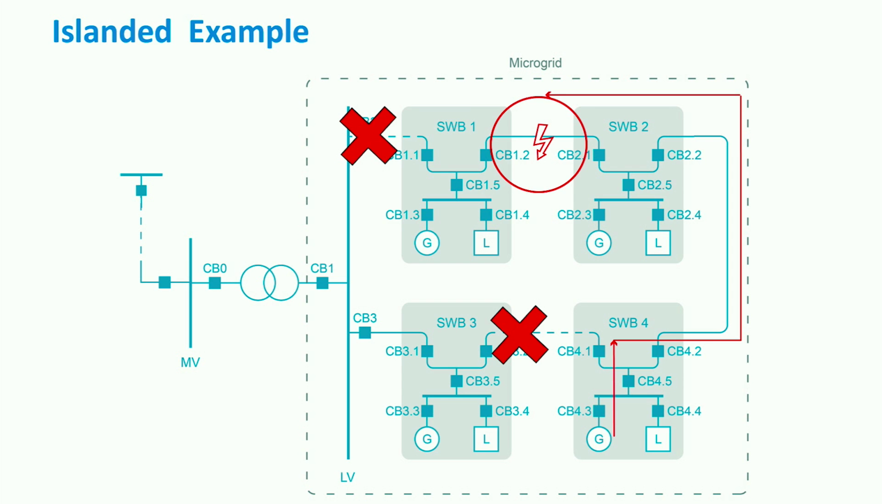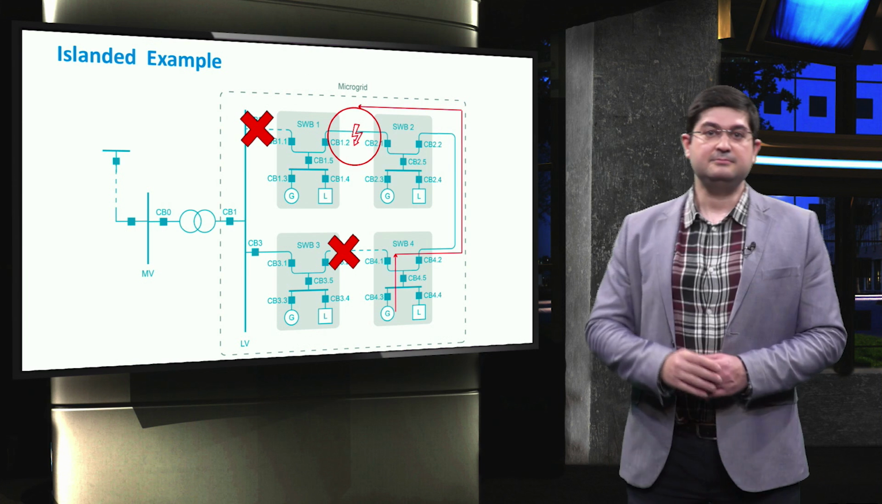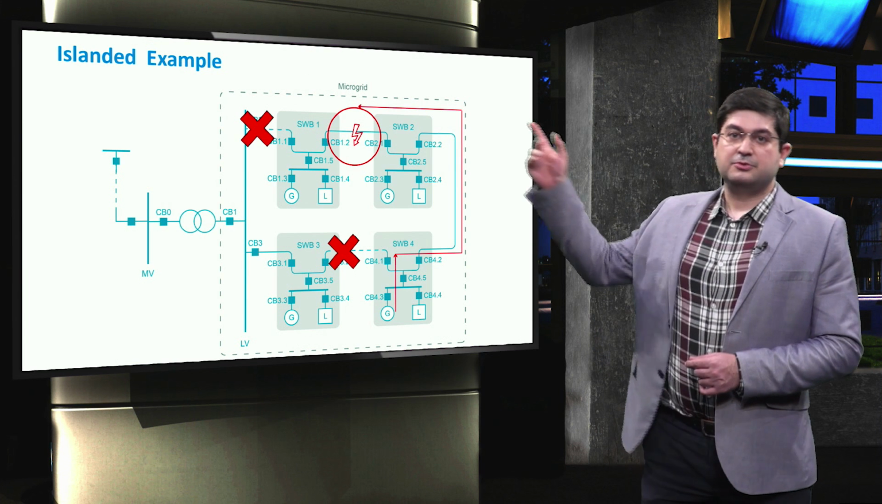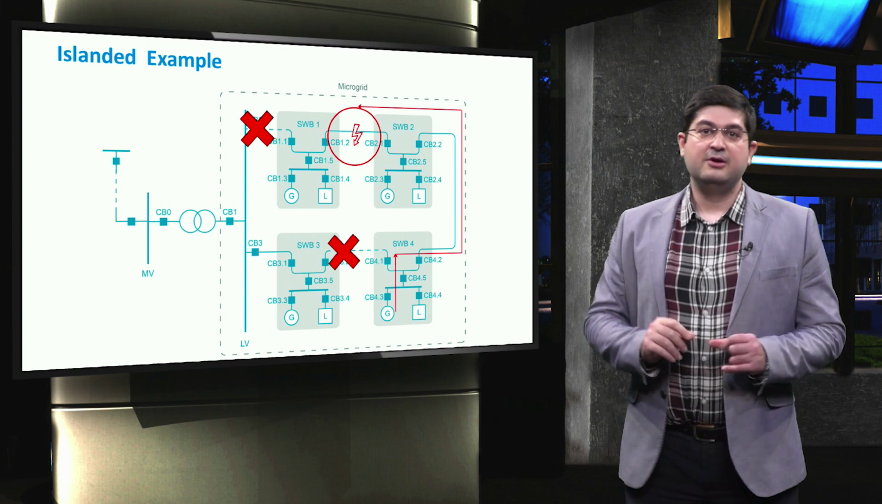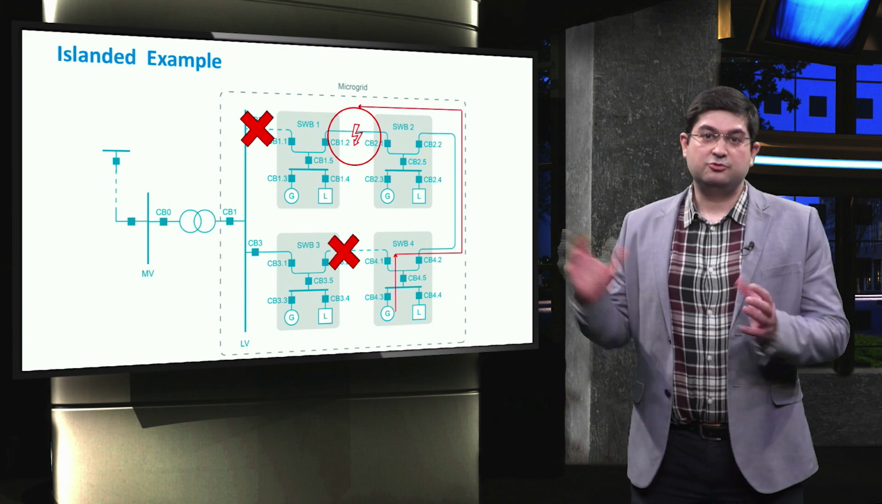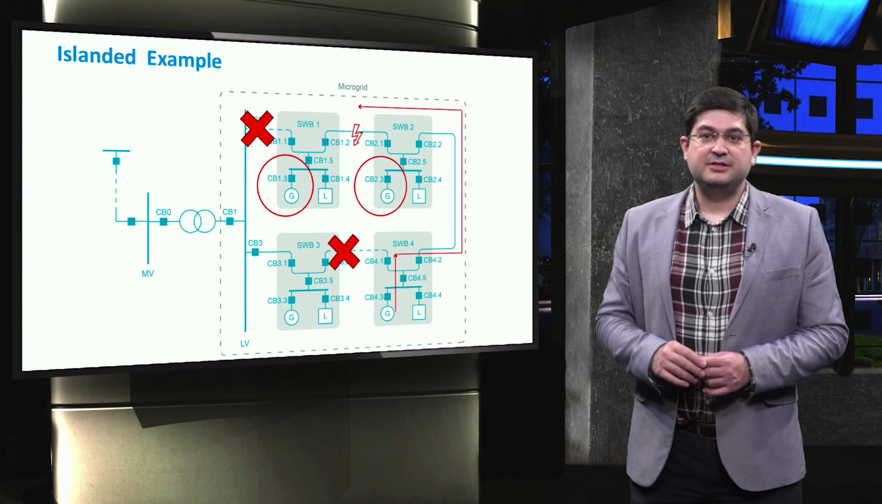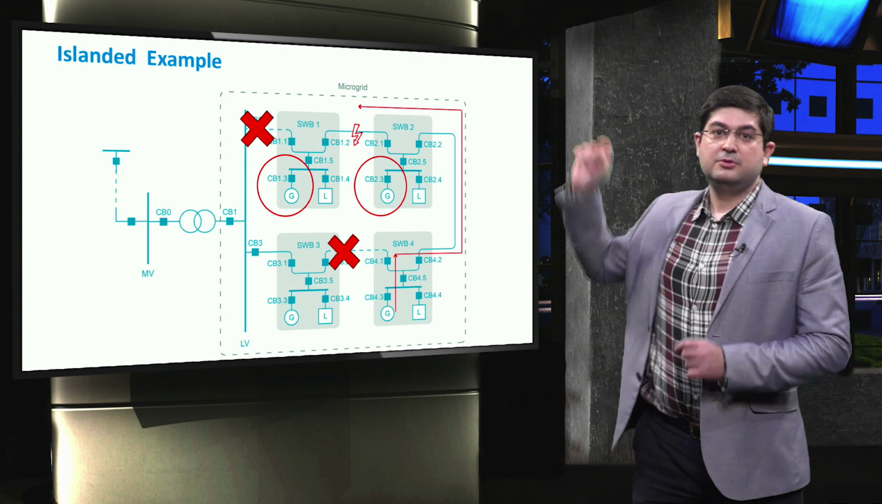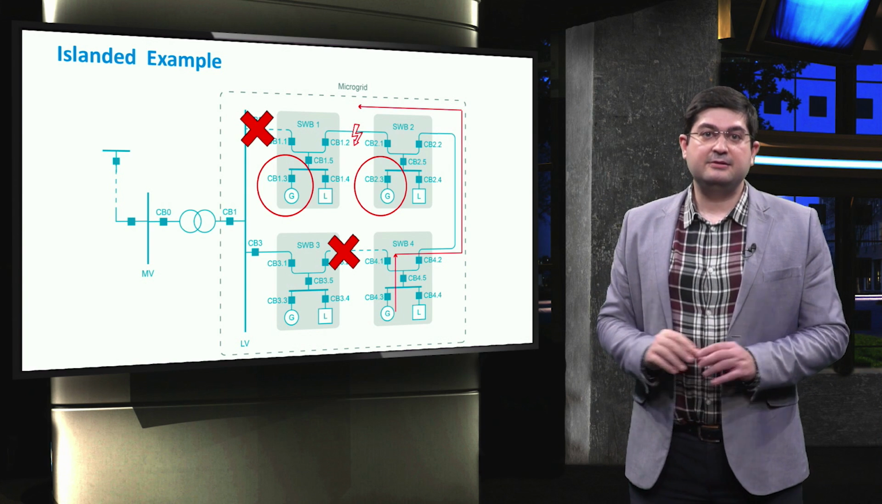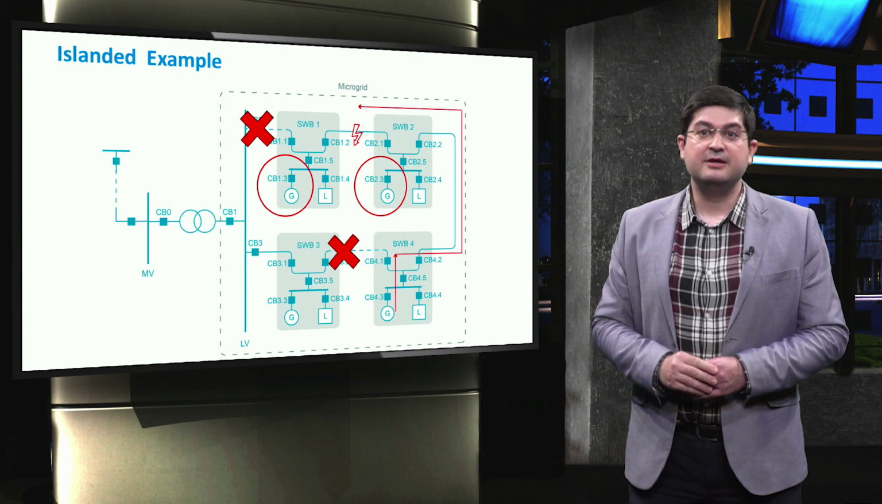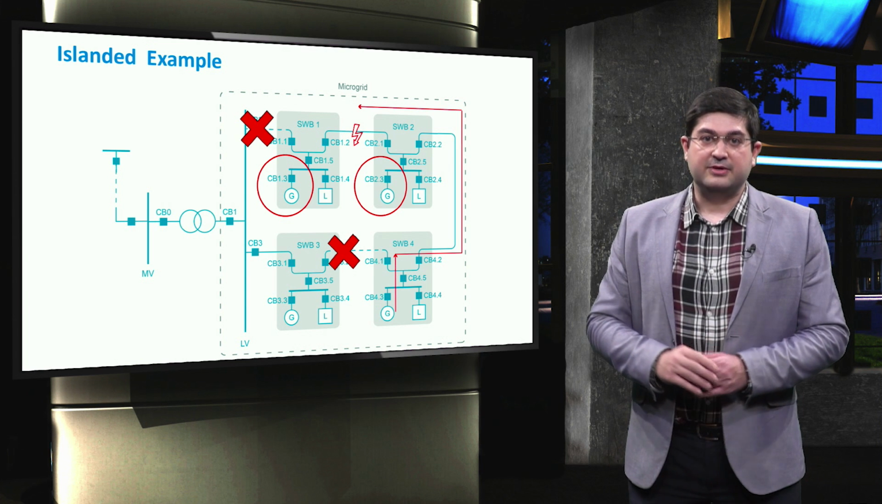Let's now consider the microgrid shown in the slide. In this example, we create an islanded microgrid where switchboard 1 and switchboard 4 are assumed to be disconnected from the microgrid. As shown, switchboards 1, 2 and 4 will form an islanded microgrid together. In this islanded microgrid, we assume that the generators in switchboard 1 and switchboard 2 negligibly participate in the fault current due to their indirect connection through the power electronic converters.